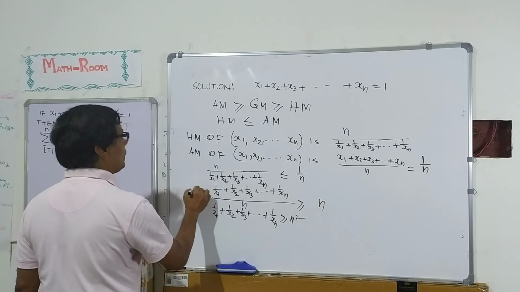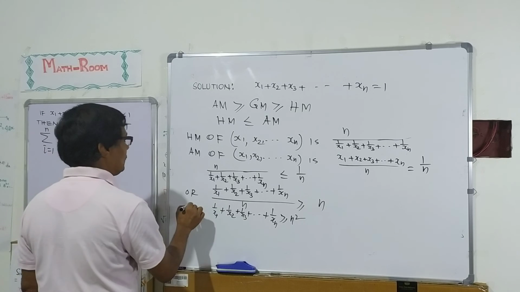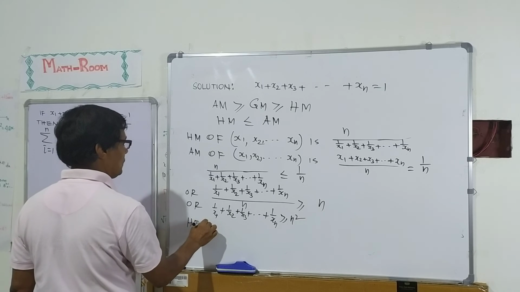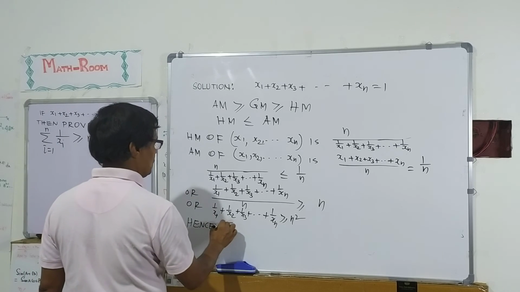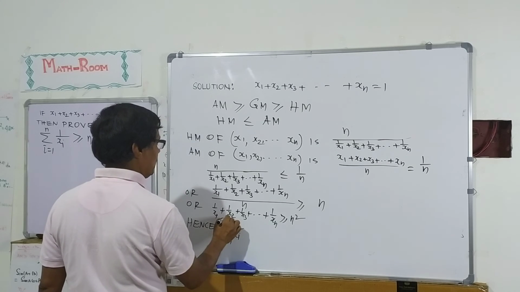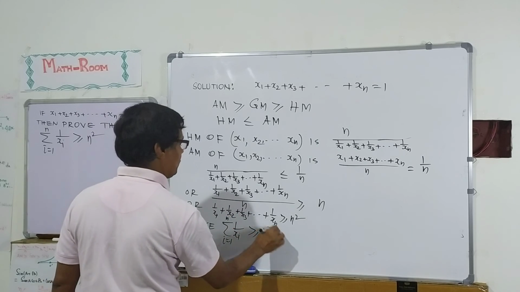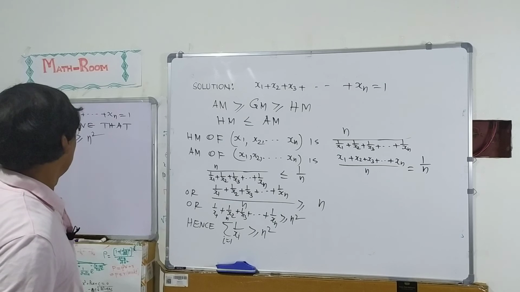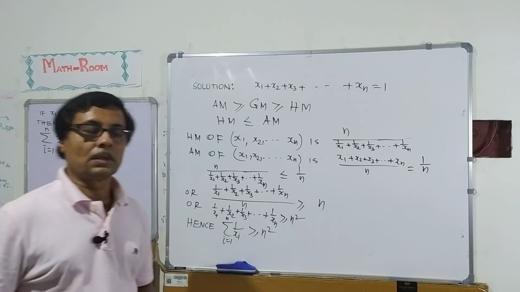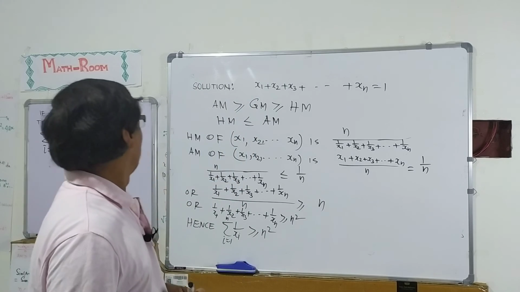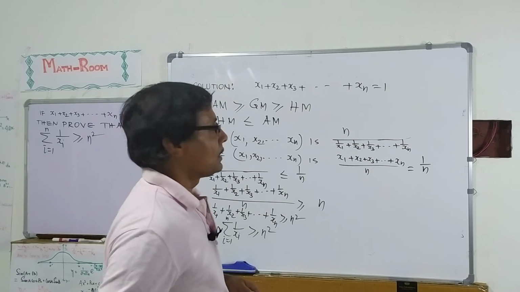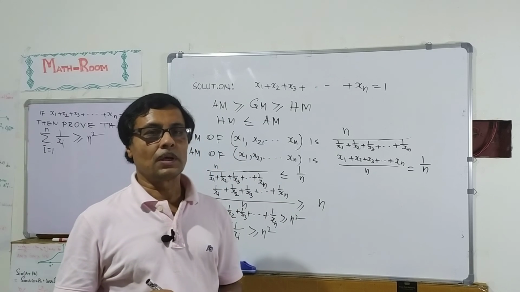and hence the summation of 1 over xi, i equal to 1 to n, is greater than or equal to n square. Thus we have proved this inequality, the summation i equal to 1 to n of 1 over xi greater than or equal to n square, subject to the condition x1 plus x2 plus x3 ... plus xn equal to 1.